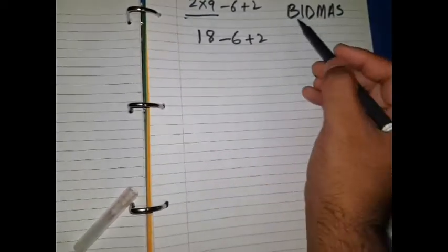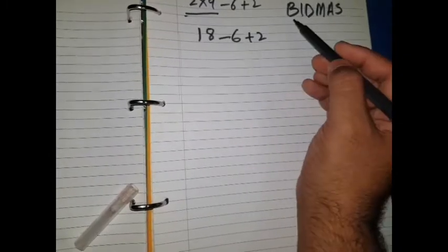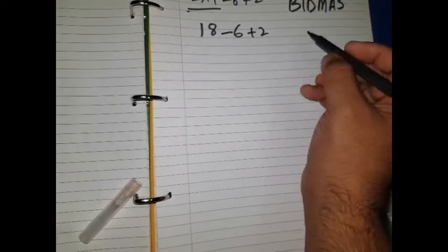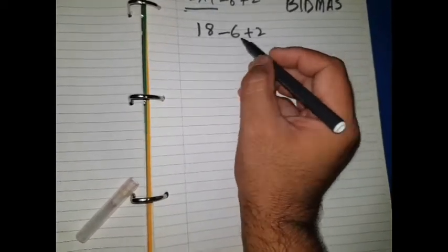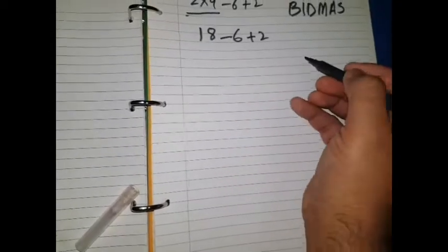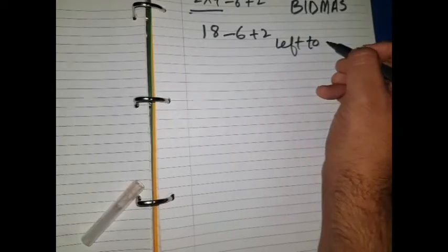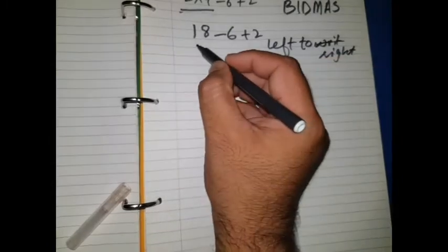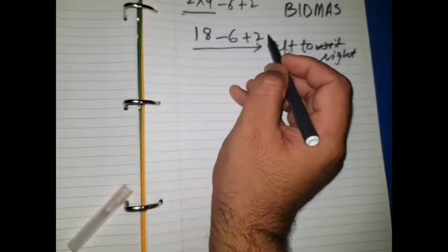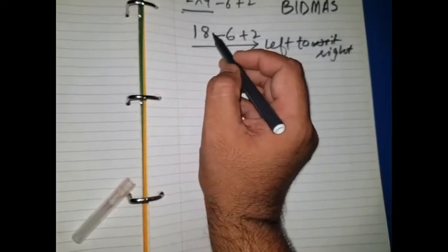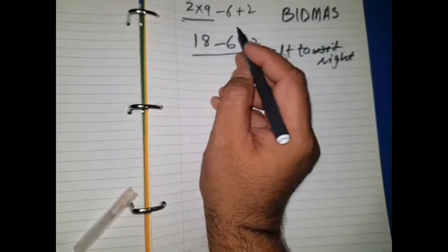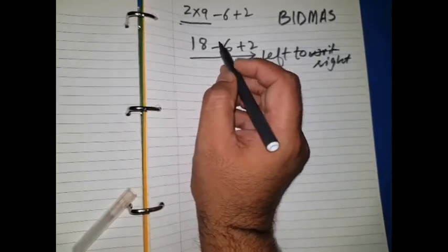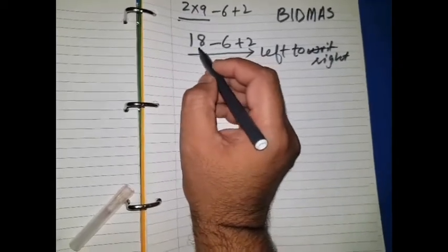Now, again, next step, again BIDMAS. So brackets, no. Indices, no. Division, no. Multiplication, no. Addition, yes. And subtraction. When we have addition and subtraction and no other sign available, then we can go left to right. This means from this side to this side. Because I do not have the third sign involved, if these two are there, plus and minus, we know that they are mathematically opposite to each other, and only these two signs available, so I can decide to do from left to right.